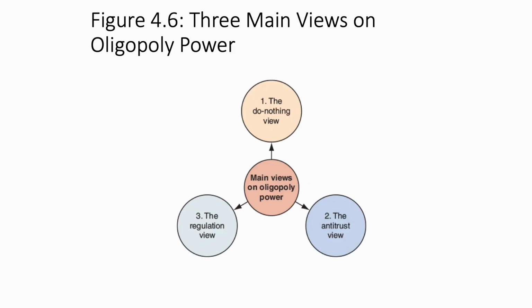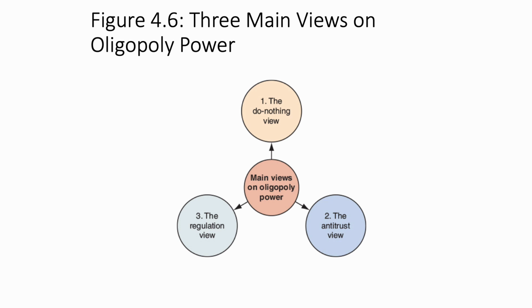So there are three main points of view on oligopoly power and what should be done about it. Obviously, the first approach is we don't do anything. That there are some benefits to it, so therefore, just let them do their thing, and they will control the world, and we don't do anything about it. The number two option is the antitrust view. And in that antitrust view, it's like, nope, we got to break them up and we got to tear them apart to break them down into smaller businesses so that competition can occur.